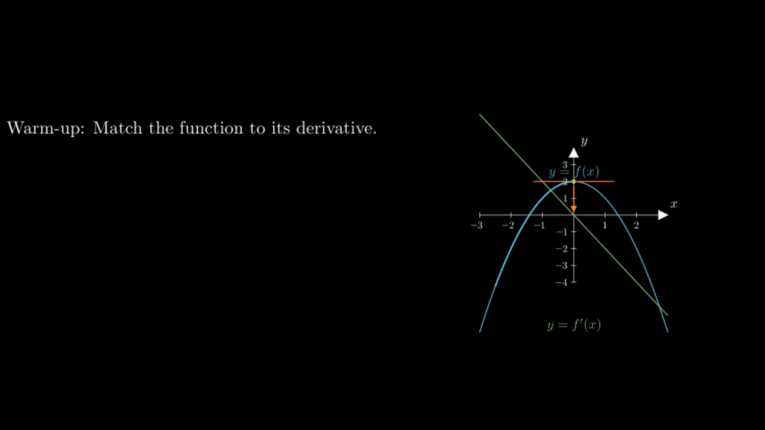Now consider the left side of the parabola. As we move from left to right, the curve is going up, so its gradient is positive. If we look at the line graph in this same region, its y values are positive as they are above the x-axis. This is another match. Finally, on the right side of the parabola, the curve is going down, so its gradient is negative. And indeed, the line graph in this region has negative y values. So we can confidently say the parabola is the function and the line is its derivative.